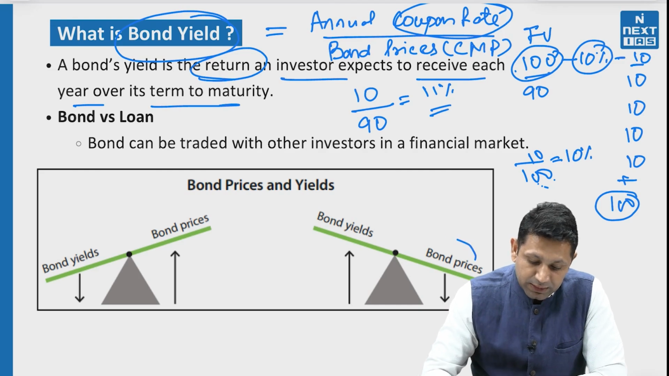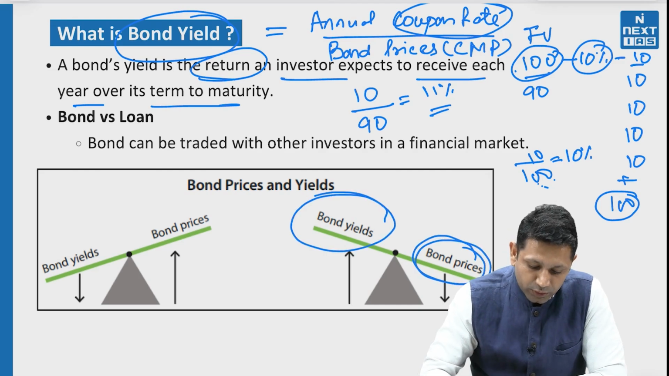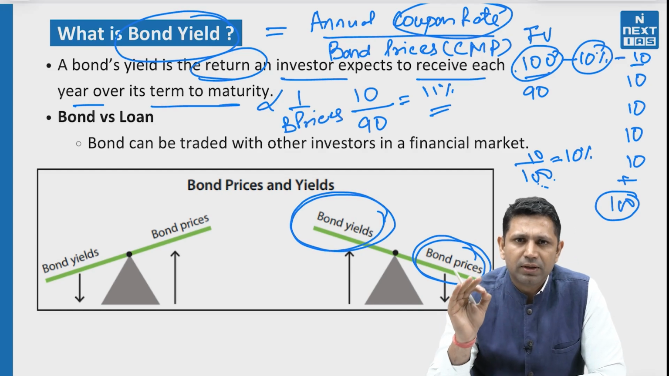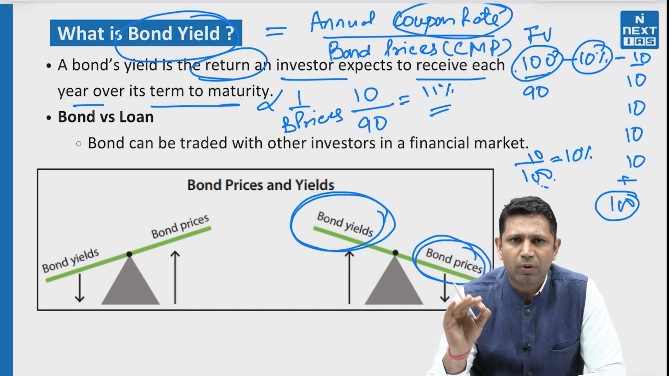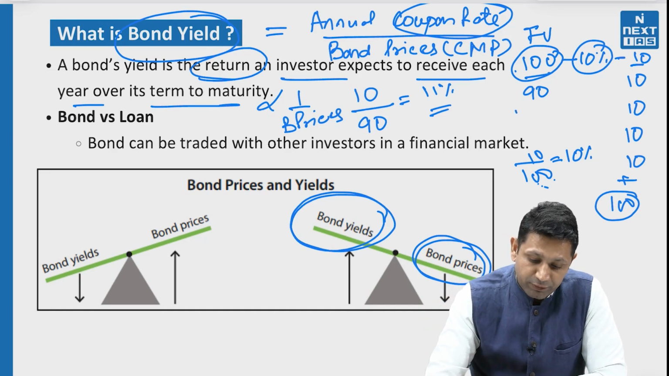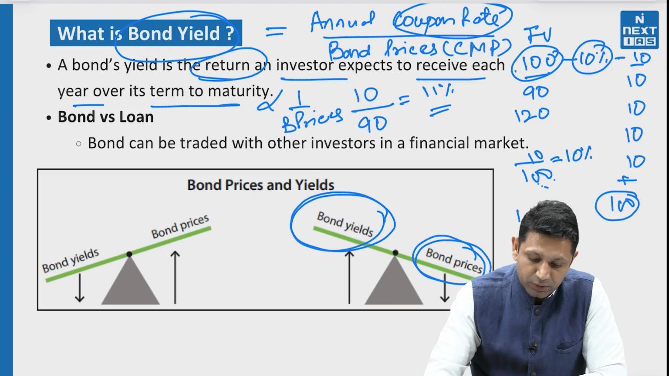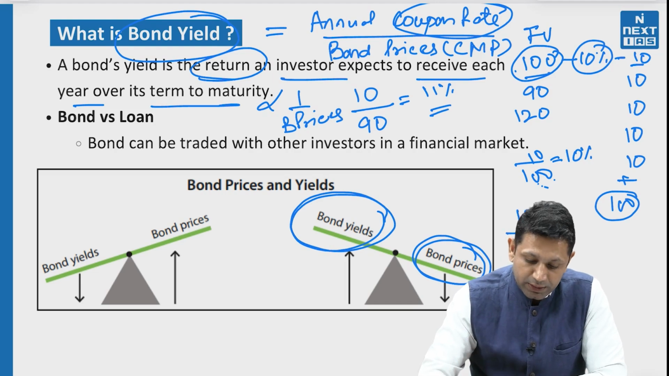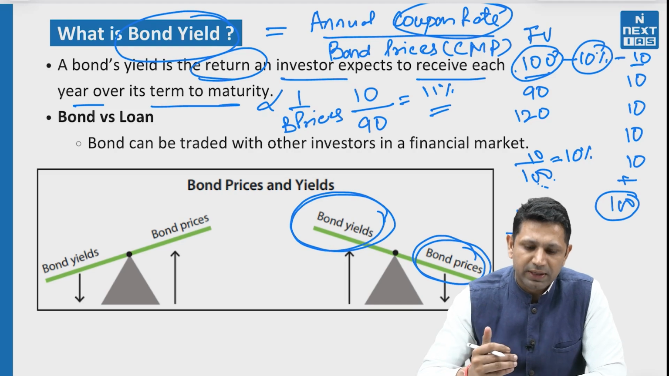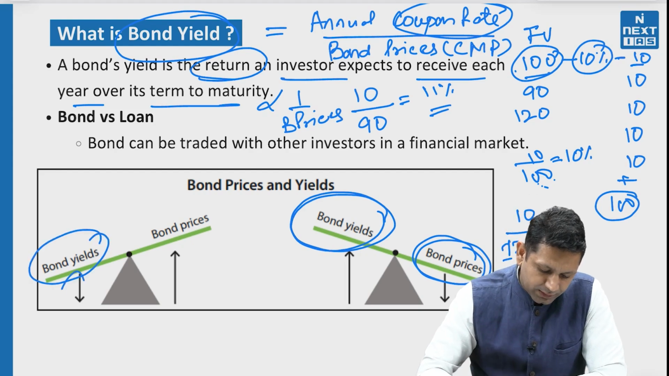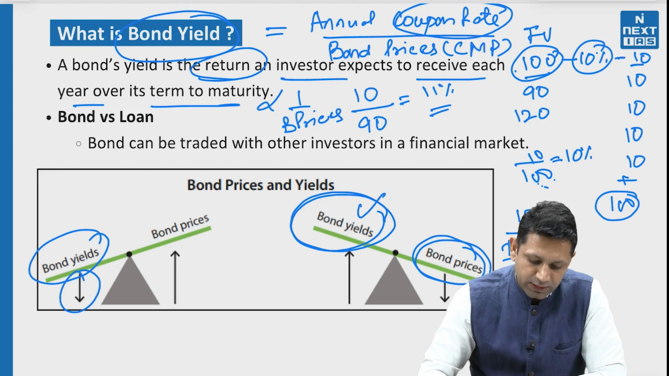So if there is a decline in the bond prices, the bond yield is going to increase. Why? Because bond yield is inversely proportional to bond prices. So any activity that leads to a decrease in the bond prices is going to help in increasing the bond yield. And the reverse is also true. If for example the bond price rises to 120 rupees, then the bond yield is going to decrease, because you are going to get a fixed amount of 10 rupees as interest and the bond price has increased to 120 rupees. Now the bond yield has actually decreased. So with an increase in bond prices, the bond yield decreases. With a decrease in bond prices, the bond yield increases.